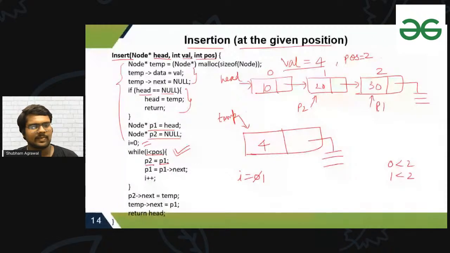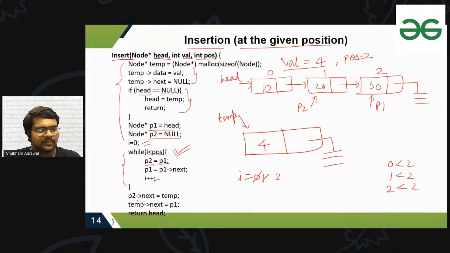Now we have done this. After this, we just have to increment the value of I, so I will be 2. Now 2 is compared with 2. 2 is not less than 2, so the condition will be false and we will break out of the while loop.